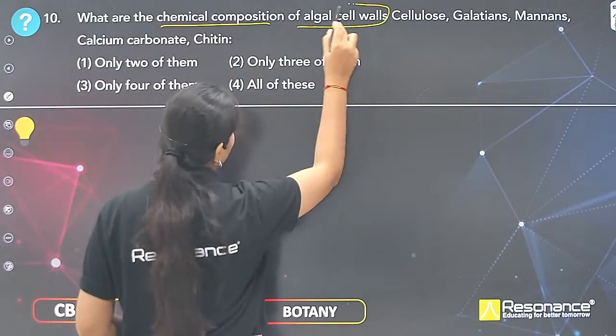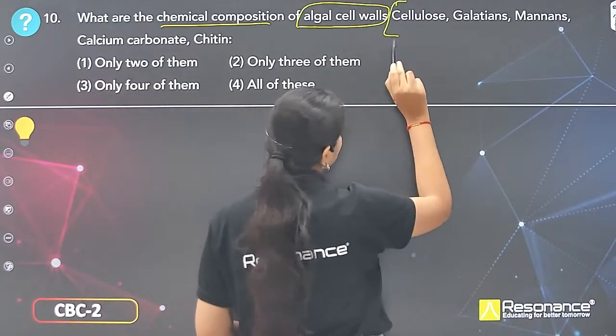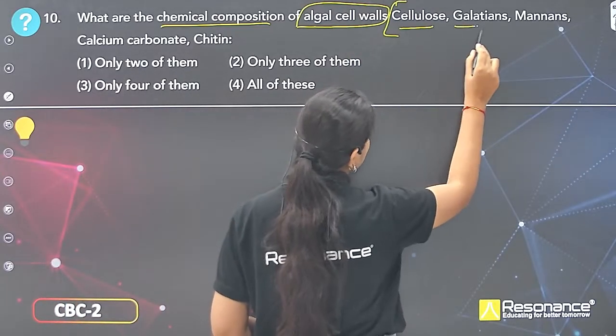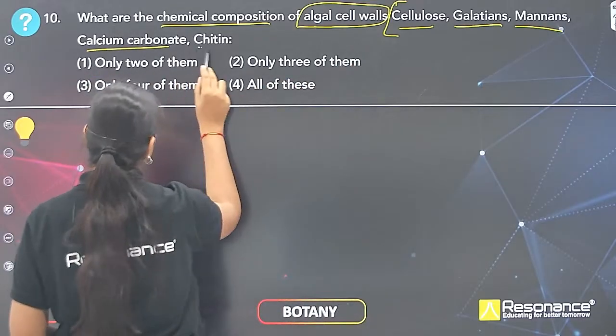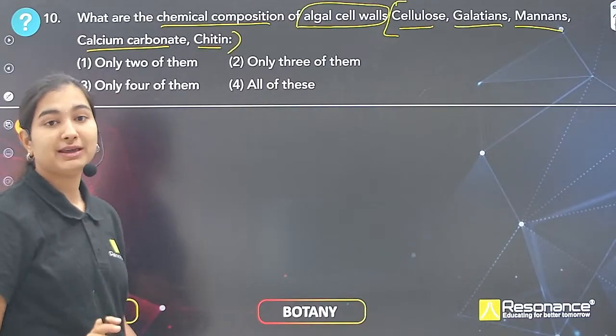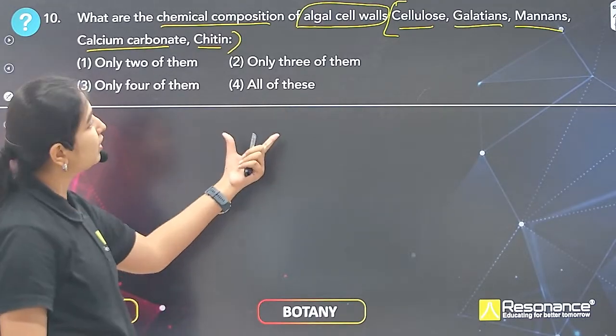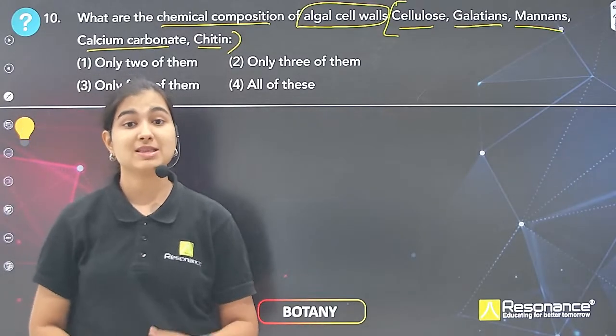Okay, what exactly? So they have given 4 of the options. I mean, what are they? They have given cellulose, the galactans, the mannans, and the calcium carbonate and chitin. So they have given 5. Now they are asking out of 5, how many of them belong to the algal cell wall.